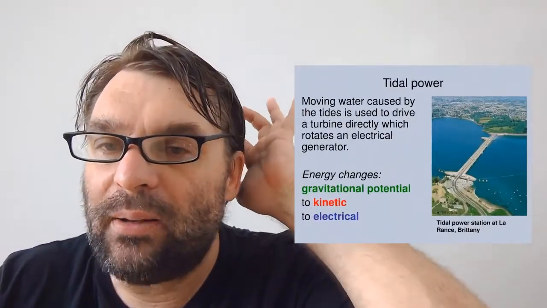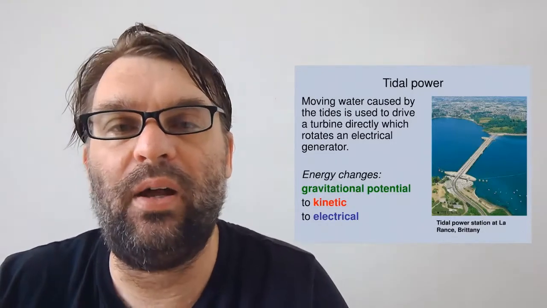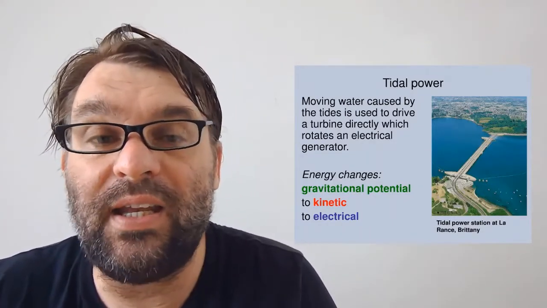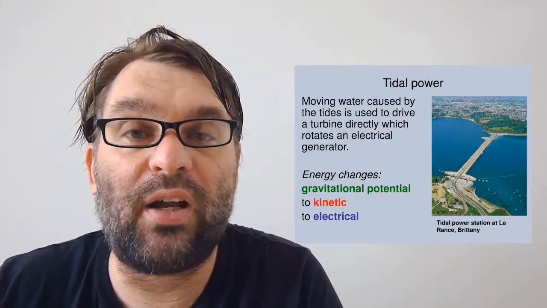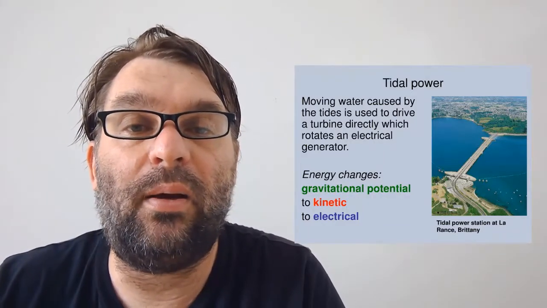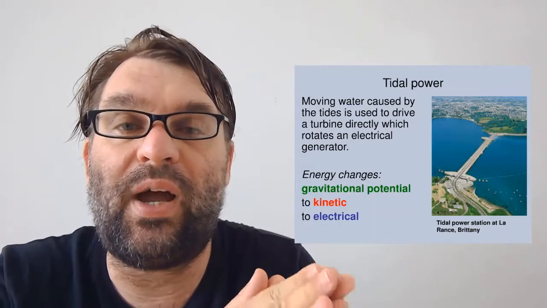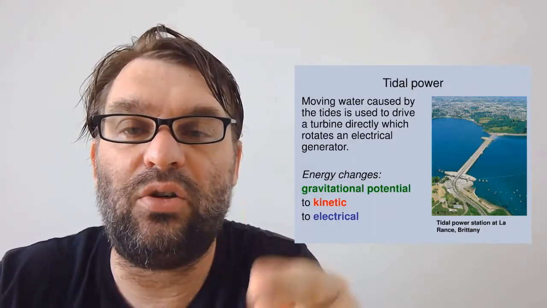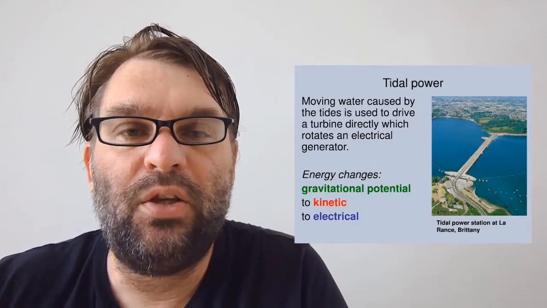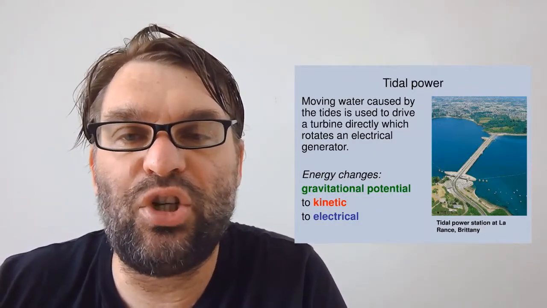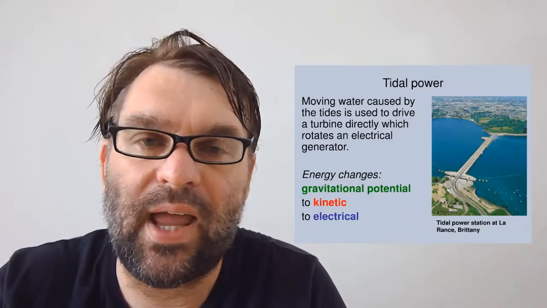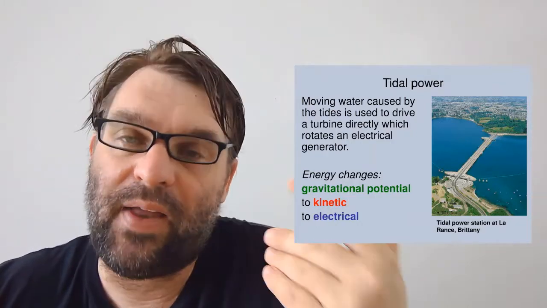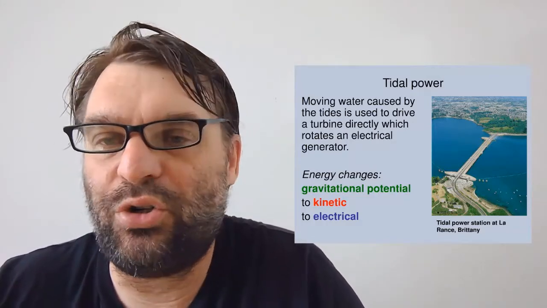The next one is tidal power, not to be confused with wave power. Basically what happens is that as water moves in and out of a tidal zone, it can move through a turbine, and it can then generate electricity. So you've got the gravitational potential energy of the tide as it moves in and out. That's converted into kinetic energy as the turbine moves around, and that's converted through a generator into electrical energy.